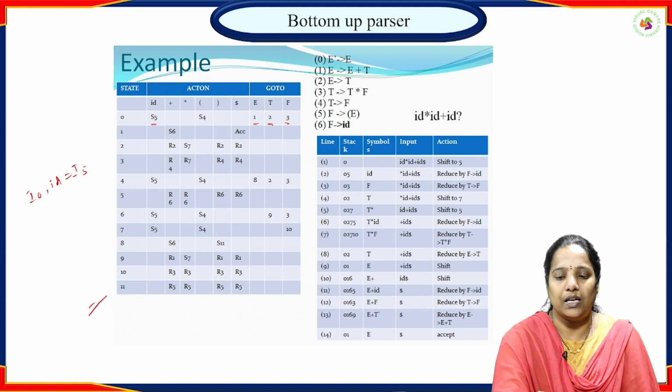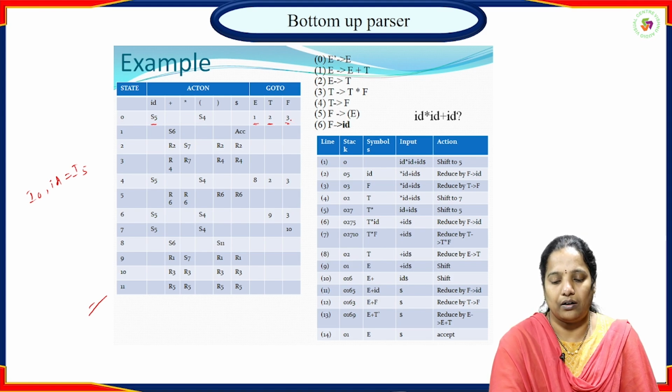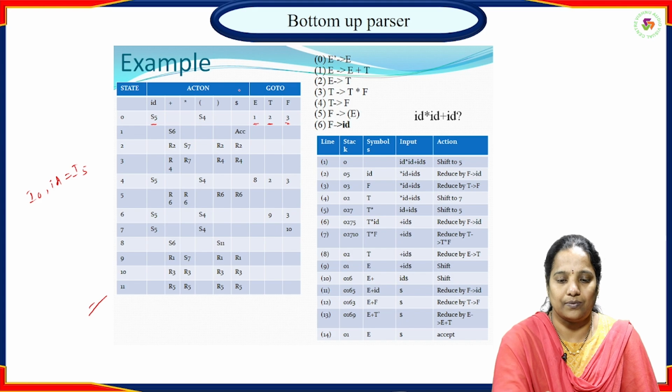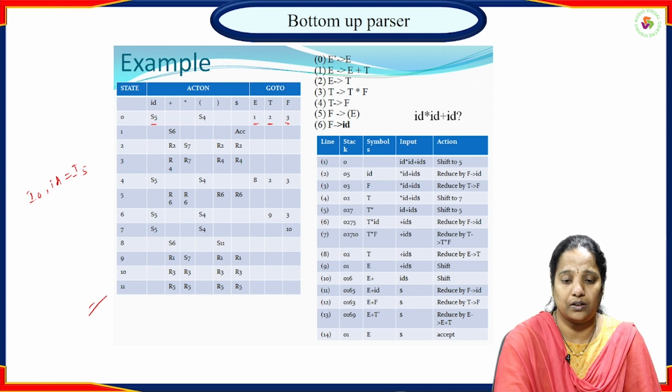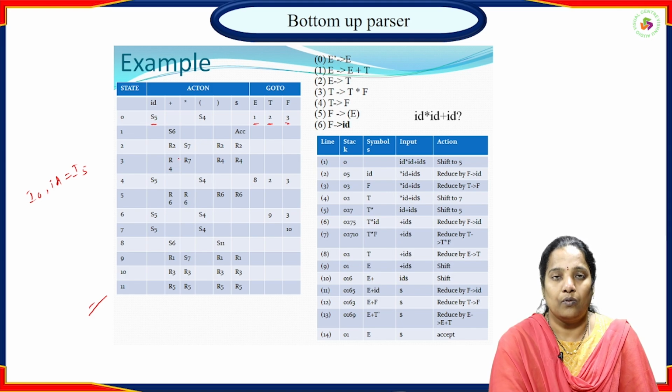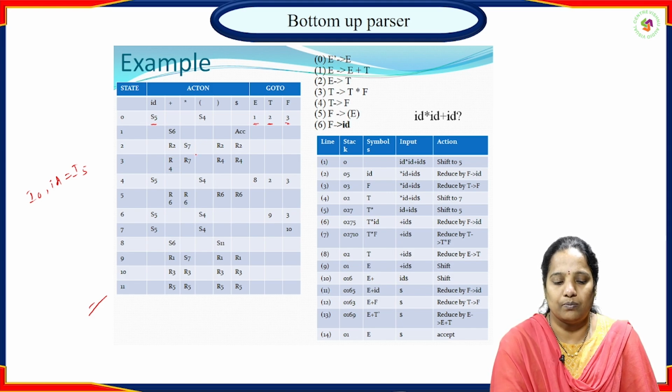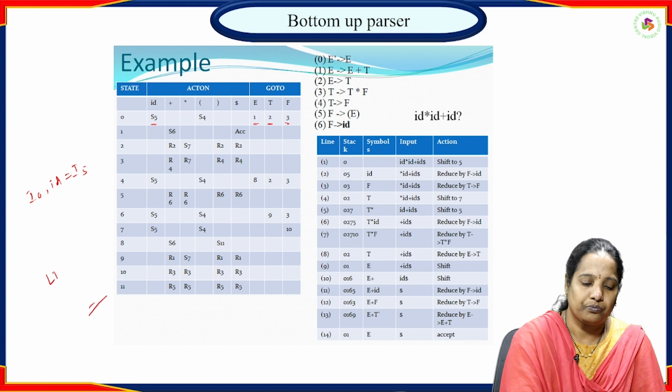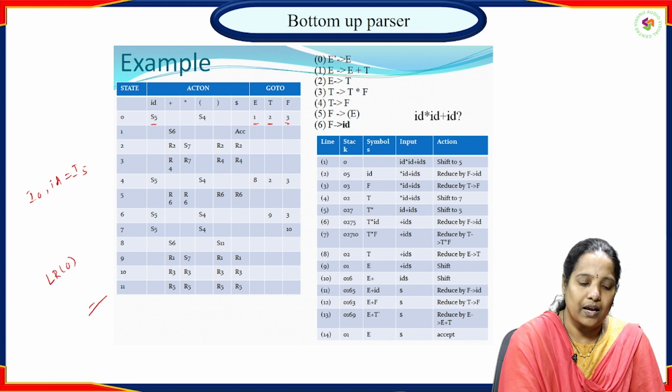I0 on T, it is going to F. I0 on F, it is going to 3. Like that we need to enter the items. Whereas inside the action entries, either you need to enter it as shift or reduce. Reduce, where we need to enter under the follow set symbols or for all the symbols. For LR0, for all the terminal symbols of the grammar, we need to enter the reduce production.